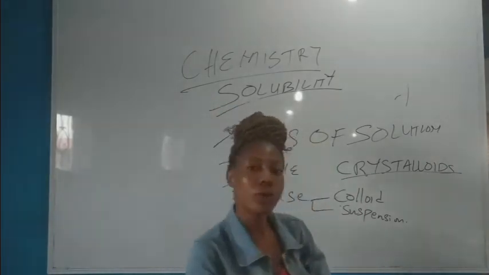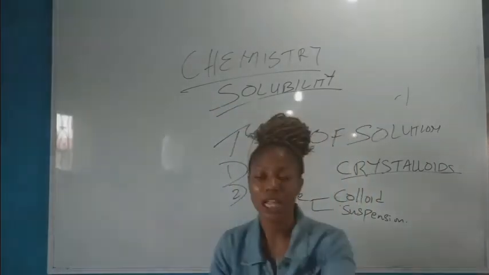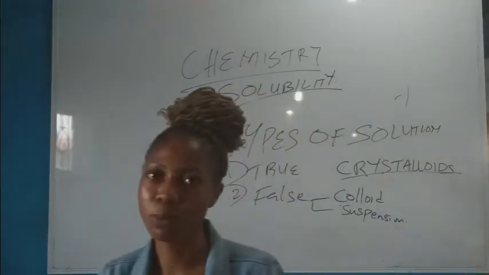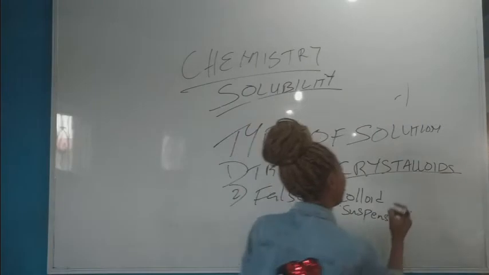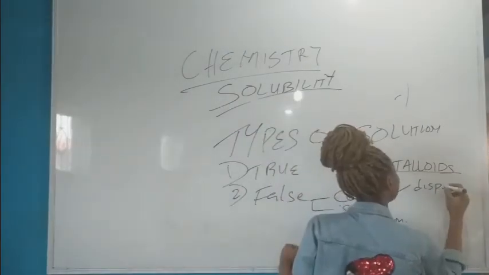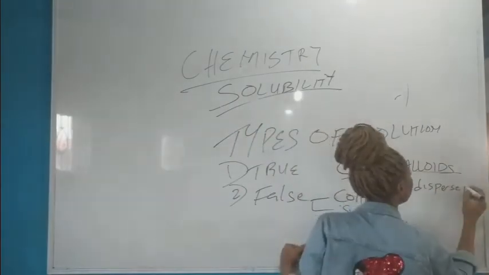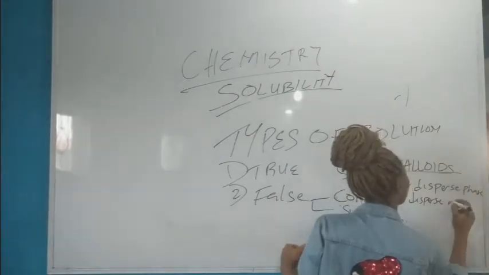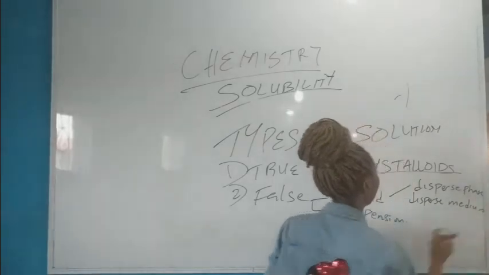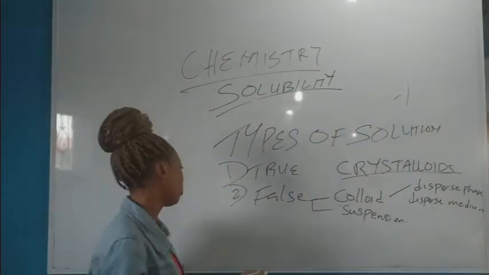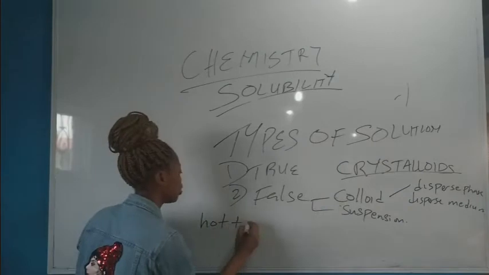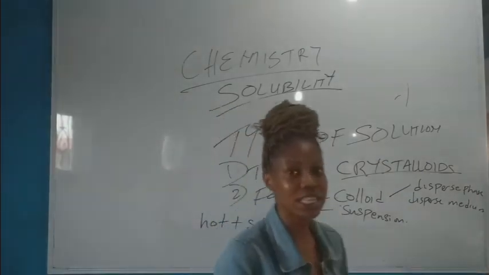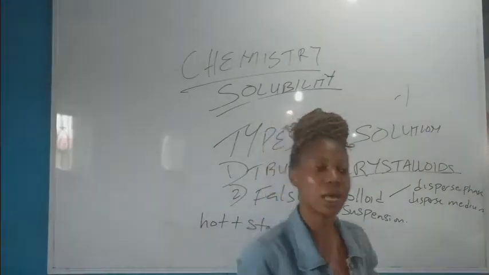A colloid is a solution that contains a dispersed phase and a dispersed medium. What do I mean by this? An example of colloid is hot water plus starch. Hot water plus starch looks like jelly when it is mixed. It is somehow thick. This is an example of colloid.